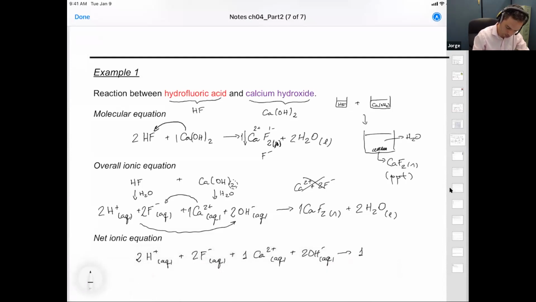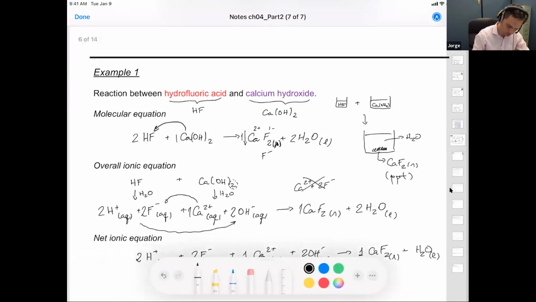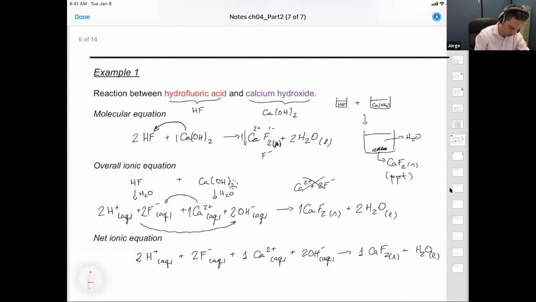And it's going to produce calcium fluoride, solid, and water. Okay, so let's take a look at the net ionic. For the net ionic equation, we are going to treat the chemical reaction as a mathematical equation. That means everything that shows up before the arrow and shows up after the arrow can be canceled, okay? Treat it as a mathematical equation.